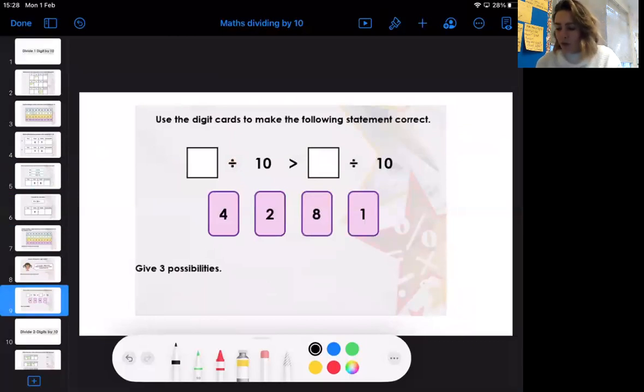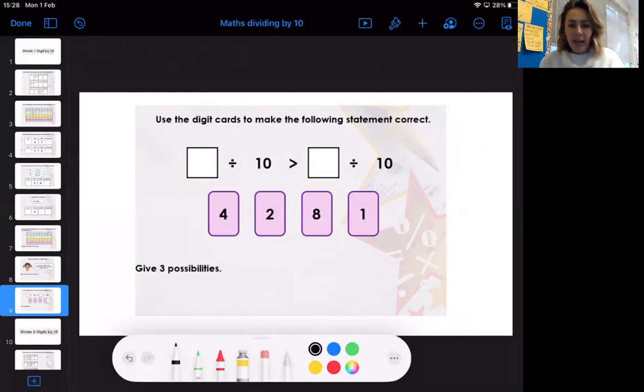This is the last question when we're thinking about dividing a one-digit number by 10. We're going to be moving on to dividing a two-digit number by 10. I would like you to have a go at using the digit cards to make the following statement correct and give 3 possibilities.